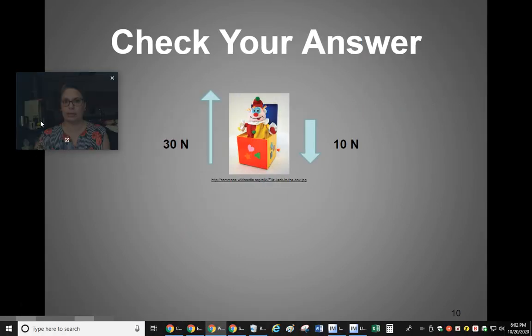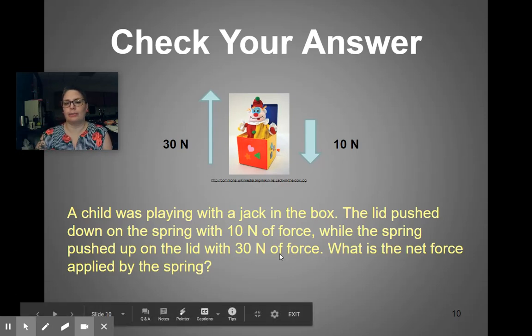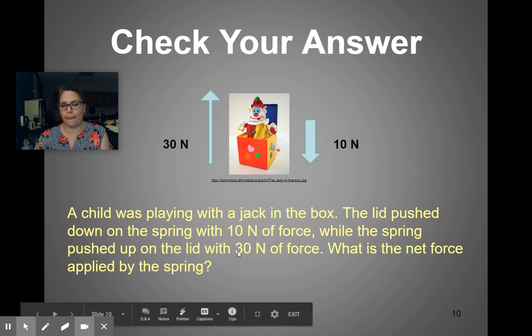So let's practice. We have a child playing with a jack-in-the-box. The lid is pushed down, on a spring with 10 newtons of force. So we'll say someone's pushing the lid down, 10 newtons of force, while the spring on the inside is pushing up when it gets released at 30 newtons of force. What is the net force applied by the spring?